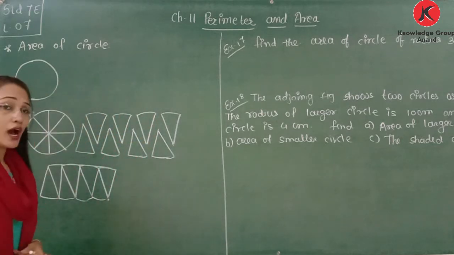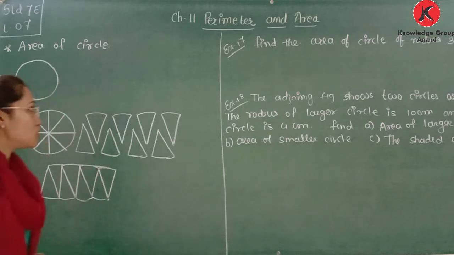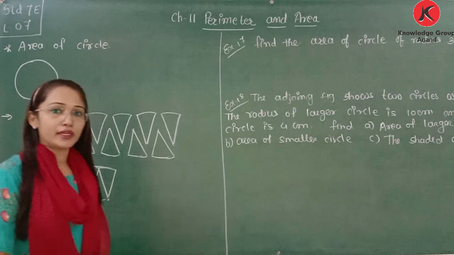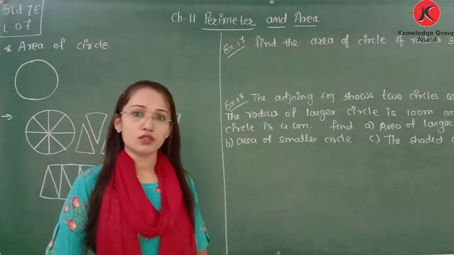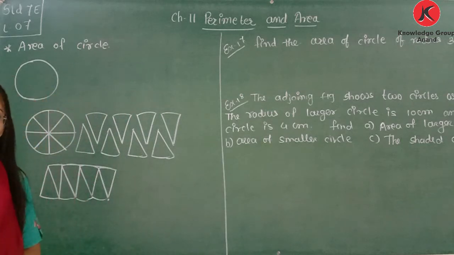So how will we get the equation to find the area of a circle? We already learned in the previous standard that to find the area we can find the number of squares, each of 1 centimeter by 1 centimeter, and we calculate how many squares are occupied by that object, and then we find the area.